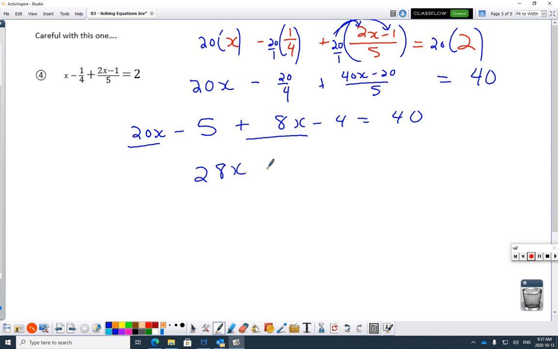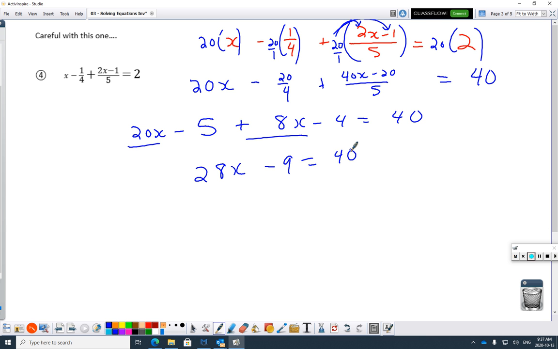-5 and -4 go together for -9. I saw a hand. Was there a question? You were just trying to help me on the next step? Then, x is not by itself. It's being multiplied by 28, and then there's the subtract 9. So to isolate it, I got to get rid of subtract 9 first.